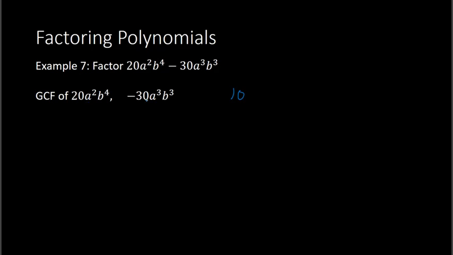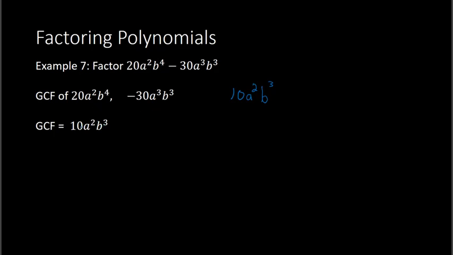And then the a squared and a cubed, they both have a squared in common. So they both have a to the second power. And then the b's, b to the fourth and b to the third, they both have 3 b's in common. So b to the third. So the greatest common factor of these 2 terms is 10a squared b cubed.